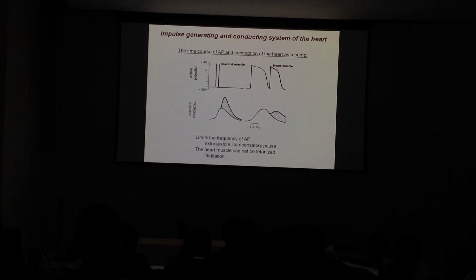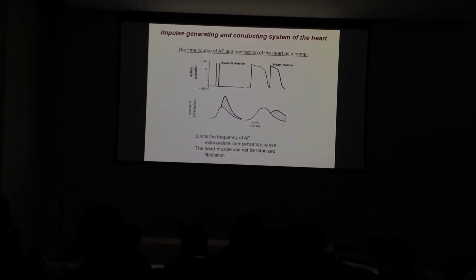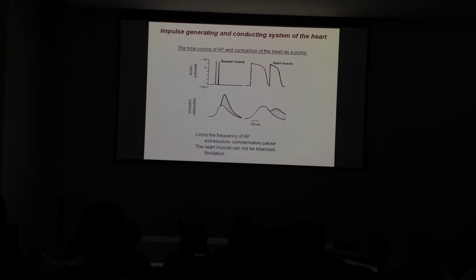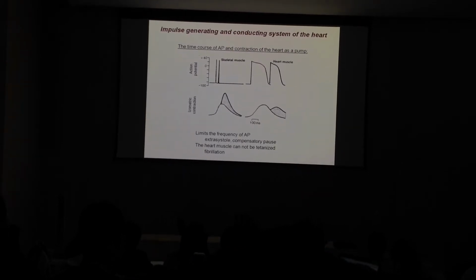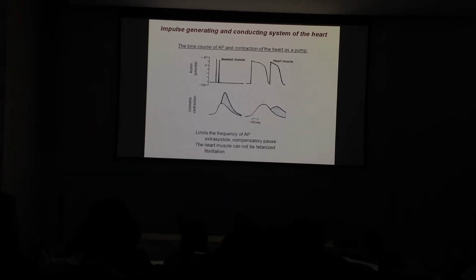So, therefore, this long-lasting refractory period limits the frequency. How many action potentials can be evoked during a minute, for example? This frequency limitation is very important in the protection of the heart, the ventricular function.